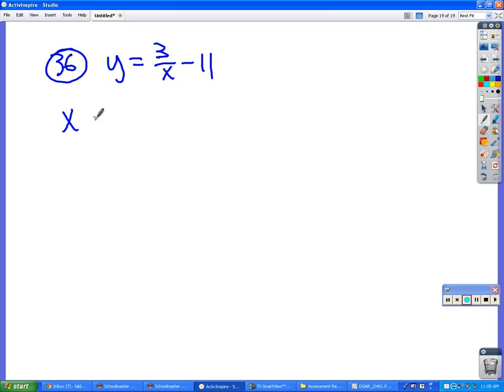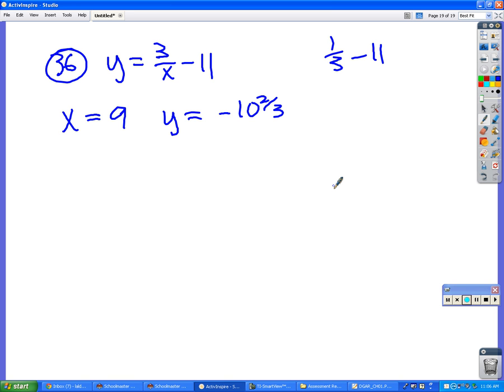All right, so give me a number. Think about it and give me a good number to use. Why did you say 9? Divisible by 3. Okay, good. So if I choose x equals 9, what's 3 over 9? 1/3. So that's a good one to work with because I can very easily in my head say 1/3 minus 11 is negative 10 and 2/3, right? Okay. Is there a way that I could put that 9 in and get a different answer than negative 10 and 2/3?